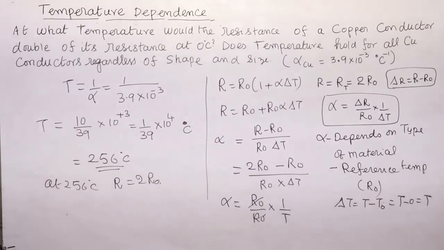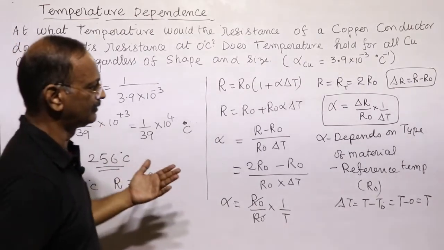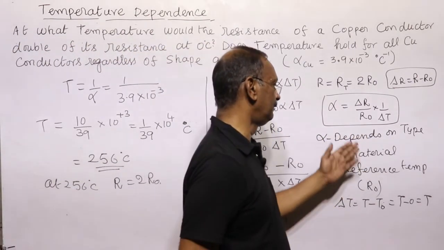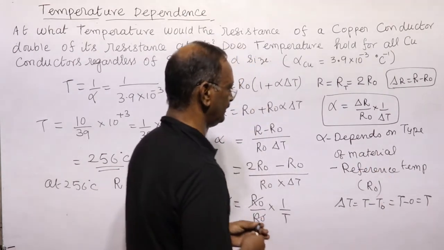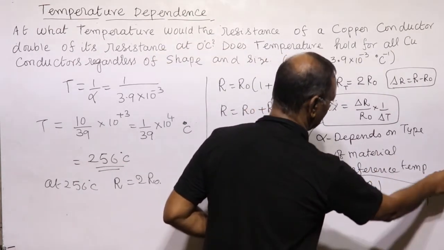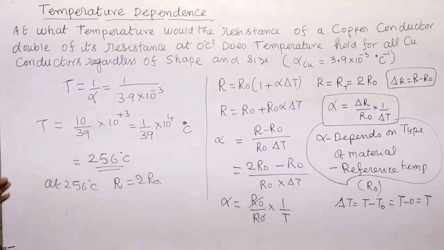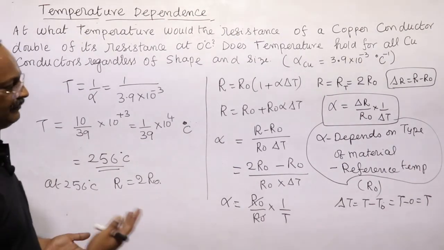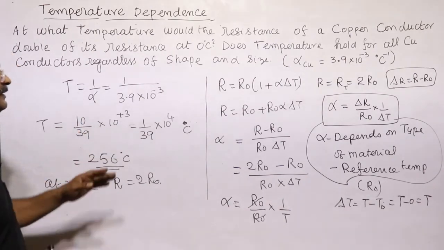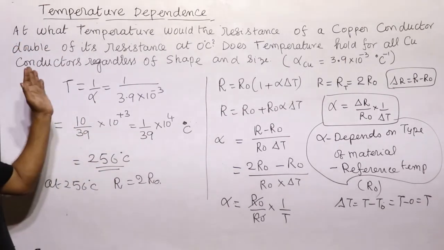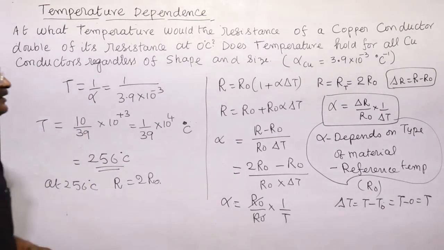Does the temperature hold good for all copper conductors? Yes, it holds good for all copper conductors, because alpha depends only on the type of material and the reference temperature. It is constant for a given material. If you change the material from copper to some other material, or the reference temperature is changed, then alpha changes. Otherwise, this temperature holds good for all conductors regardless of shape and size.